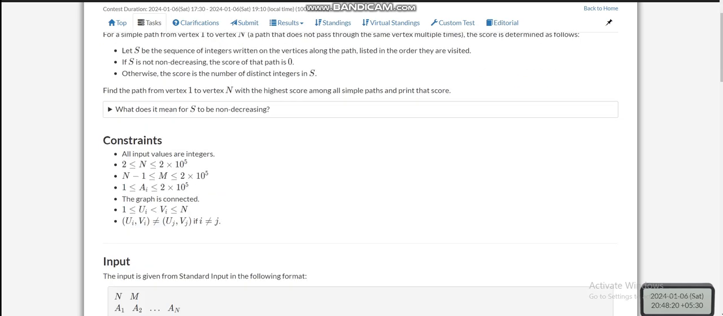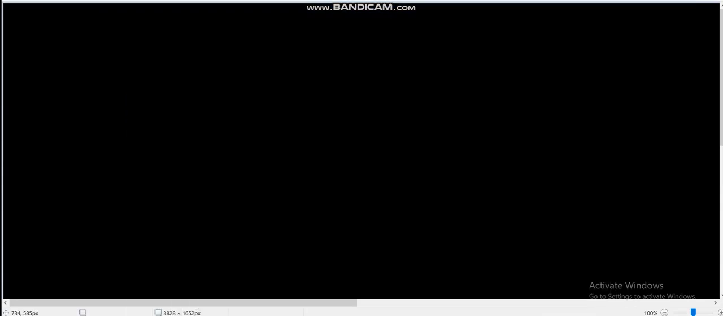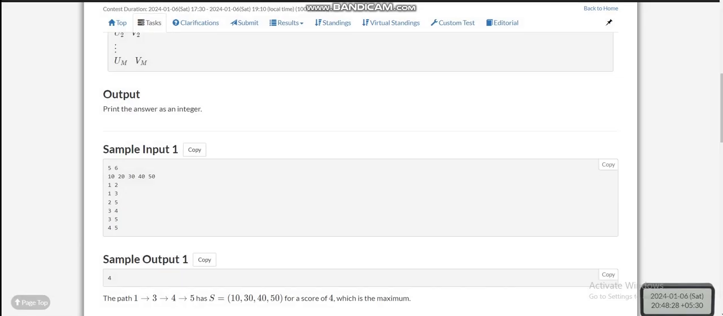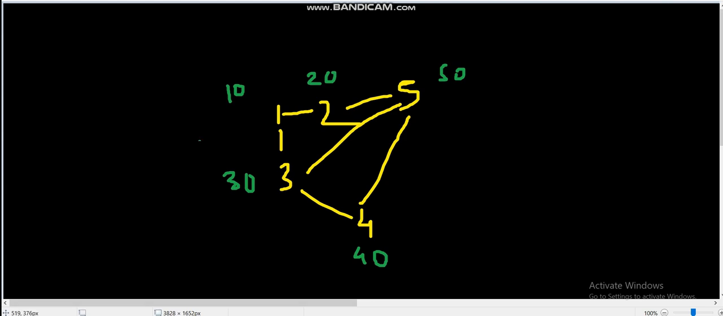So let's take one example, the first example only. So what is the graph? We have 1 to 2, 1 to 3, and so on. Let me draw this. So I have drawn the graph. These edges are bidirectional, and the green values determine the value present at node i. So 1 has value 10, similarly 2 has value 20, like that. So we have to determine the longest path with unique values which is non-decreasing.